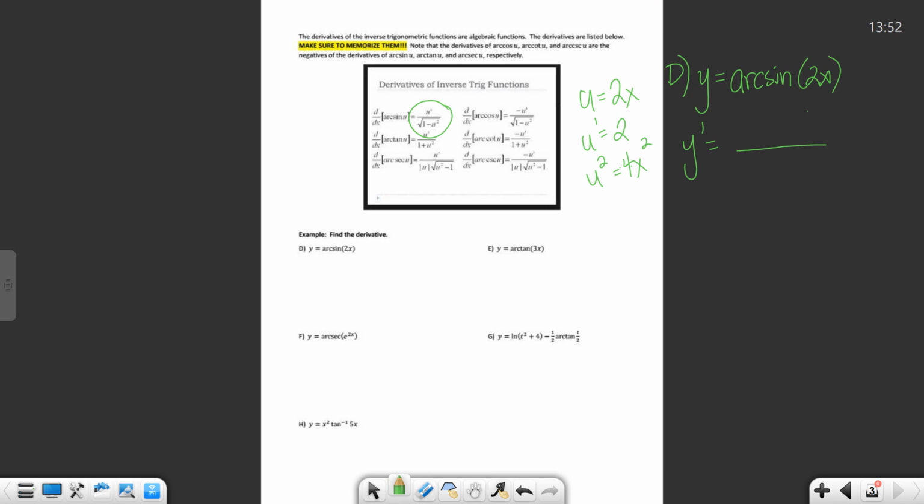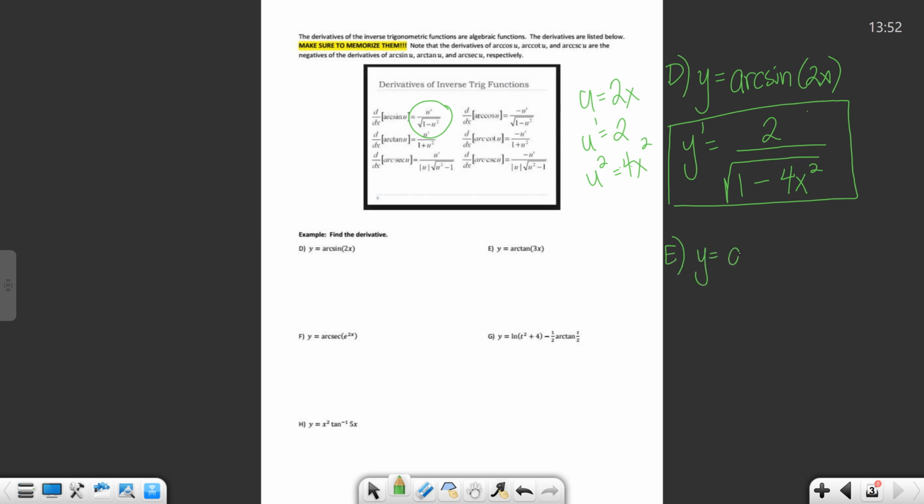So those are the pieces that we need so we can plug into our derivative formula. Super easy. It is u prime on top, which is 2, over the square root of 1 minus u squared, which we said is 4x squared. Super easy as long as you know your formulas. Alright, let's move on.